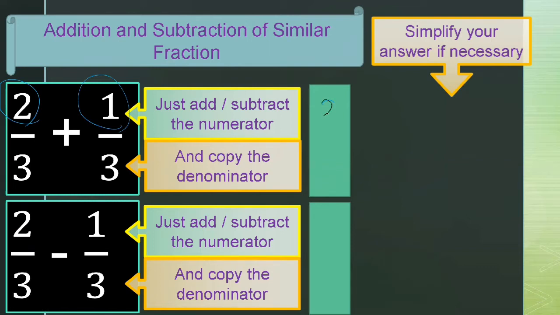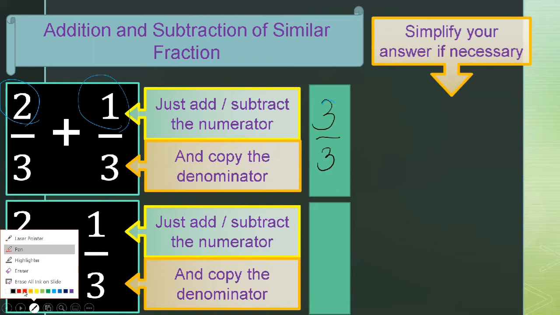Yung numerator natin 3. Then, put a fraction bar. And then, sabi yung second step, copy the denominator. Copy natin lang yung denominator since similar fraction naman siya. Now, we can get the simplified form of 3 over 3. If you notice, a fraction that has the same number in numerator and denominator is an improper fraction. If it is an improper fraction, to simplify it, we will use the division method. So let's use the division method.